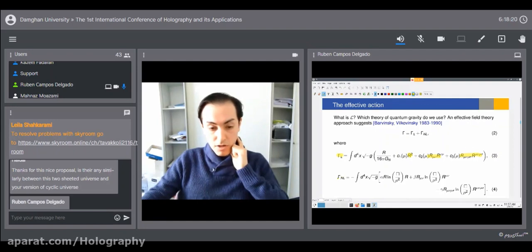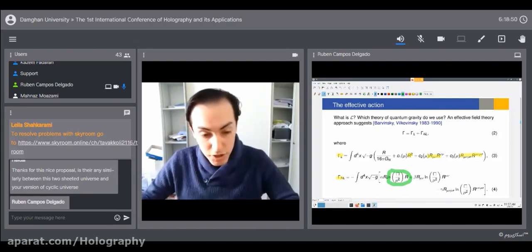And then we have a non-local action, which is the following. It is non-local because it contains this object: the logarithm of box divided by μ squared, where the box here is the D'Alembert operator, and μ is an arbitrary energy scale. With this operator we are acting on R, R_{μν}, and so on. Due to the presence of the logarithm, this action is non-local.